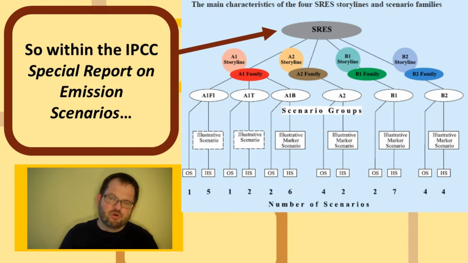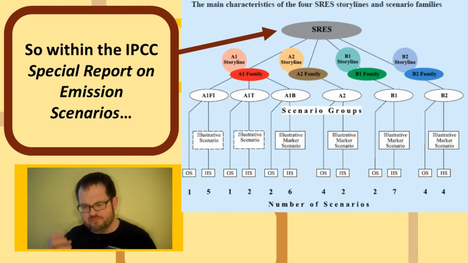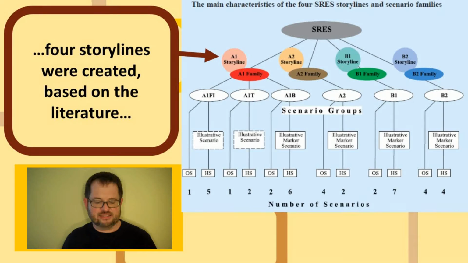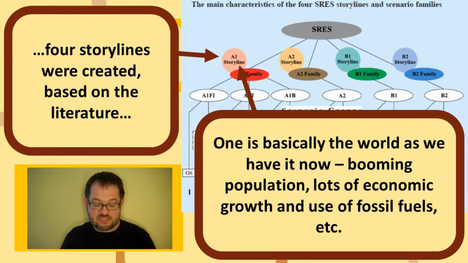So to kind of pull this all together into a diagram as to how this business of scenarios and storylines all work together here, the whole IPCC effort, the Intergovernmental Panel on Climate Change, their whole effort is framed around this special report on emission scenarios, where they've defined these different ways to set up the boundary conditions for the numerical models. And within them, they created 4 storylines, A1, A2, B1, and B2. And one of them is basically the world we have now, A1.